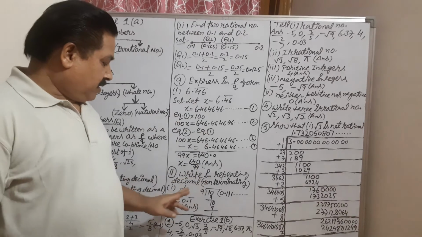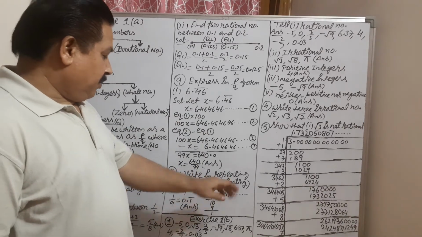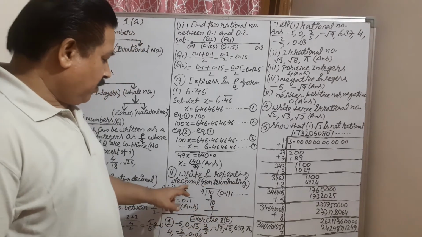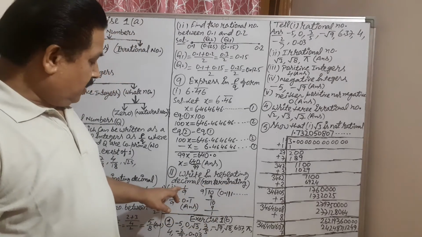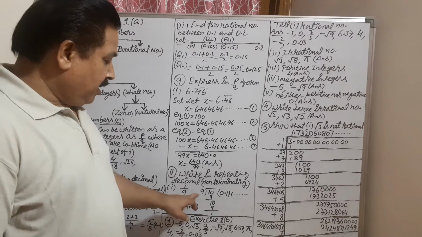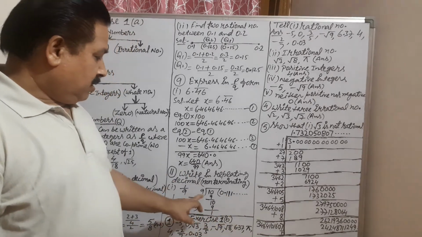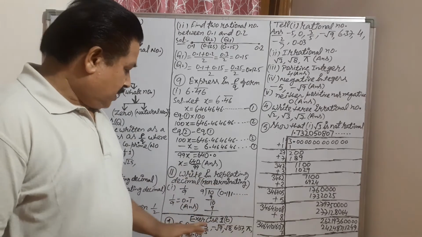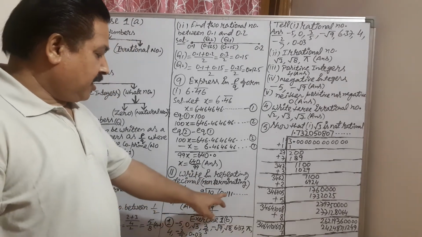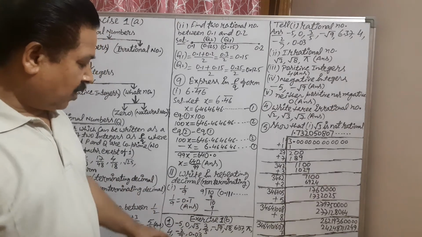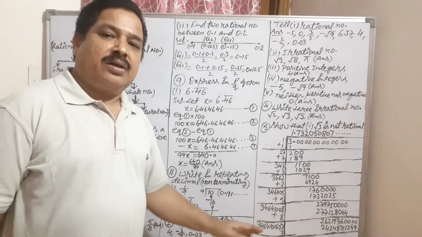Now see the 11th question. Write in repeating decimal. Repeating decimal means non-terminating form. 1 upon 9 is the question. 1 divided by 9. So what will come? 0.111. So 1 is going like this. So it can be written as 1 bar. So 0.1 bar is the answer.